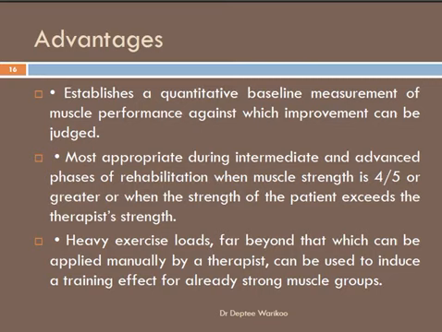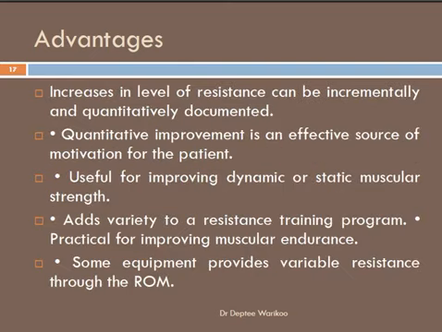When do we give them? We give them when the muscle strength is between 4 to 5 or greater than 4, anywhere greater than 4, so that the patient's strength will exceed the therapist's strength. That is where the mechanical resistance comes in. Heavy resistance loads far beyond that which can be applied manually by a therapist can be used to induce a training effect for already strong muscle groups.